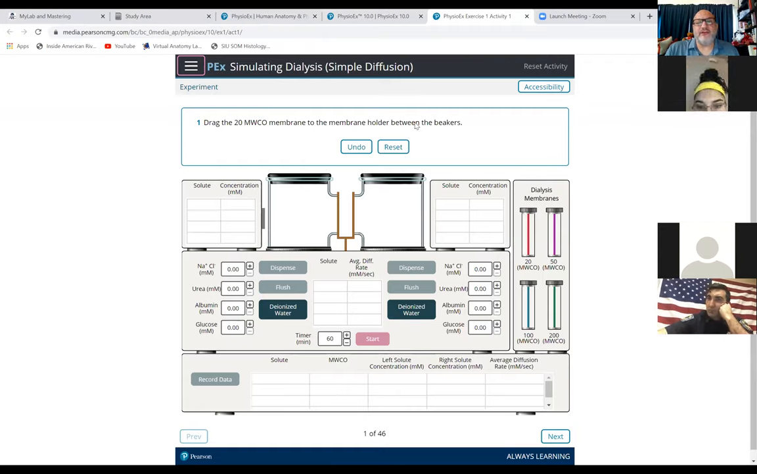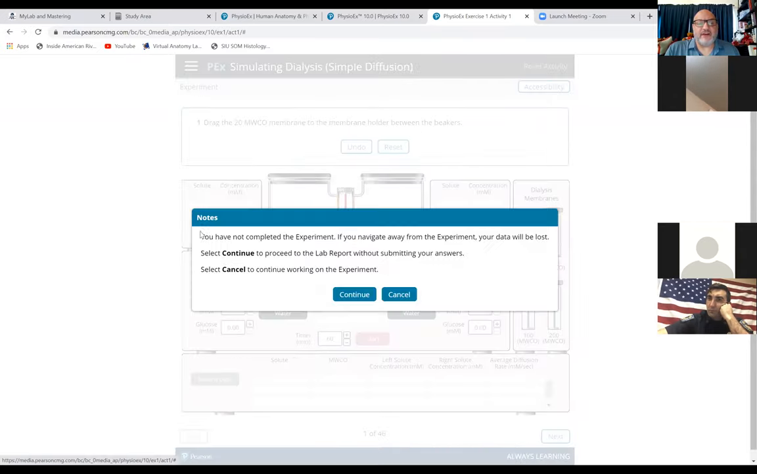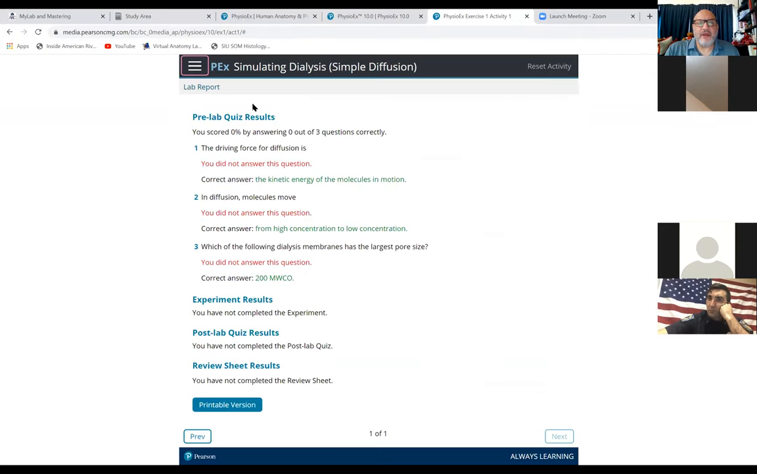It's very straightforward. It tells you exactly what to do, right? Step one, grab the 20 molecular weight cutoff membrane, bang, you put it in between. After you do all those things, at the very end, there is a lab report. And so again, obviously I didn't do anything. There is no data here, but you will have a large lab report when that is done.